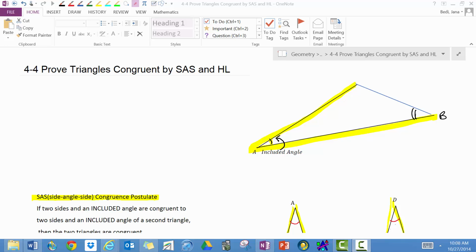Angle A is included between the two highlighted sides, whereas angle B is not included because angle B has one side that's highlighted, the other one is not. So make sure that when you're trying to use SAS, the angle is included between the two sides, and you can think of it this way, that your side is like a V and your angle is included in that.